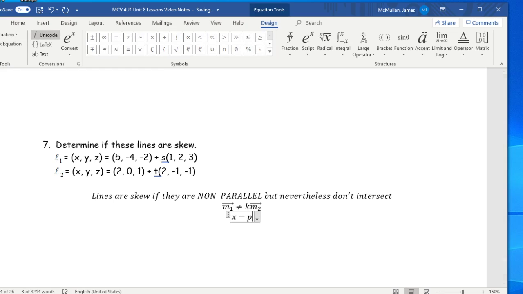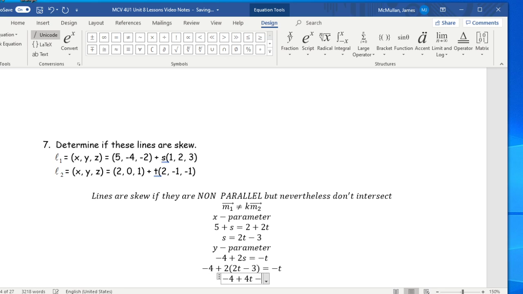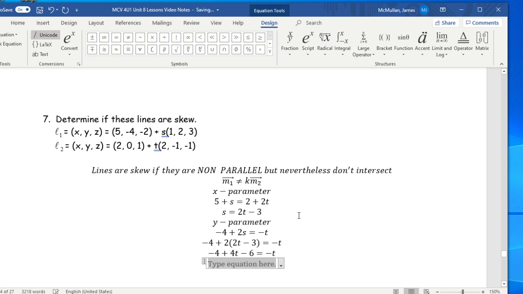So what we're going to do now is just the same thing we would have done in any other question. We'll try to make them intersect. Work with the x parameter first. 5 plus s equals 2 plus 2t. Therefore, s equals 2t, take away 3. Then move to the y parameter. In the y parameter, you have -4 plus 2s equals -t. We know that s is 2t minus 3, and this has to be equal to -t, so we get -4 plus 4t, take away 6, equals -t. Bring everything to one side, we get -10 equals -5t, and therefore t equals 2.